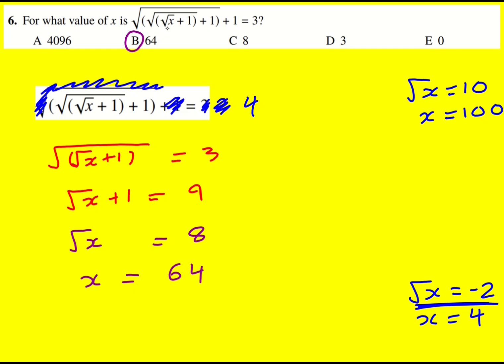So we're going to get square root of x is 8. 8 plus 1 is 9. Square root it to get 3. 3 plus 1 is 4. Square root it to get 2. 2 plus 1 is 3. We've just checked that it definitely works. Well done.